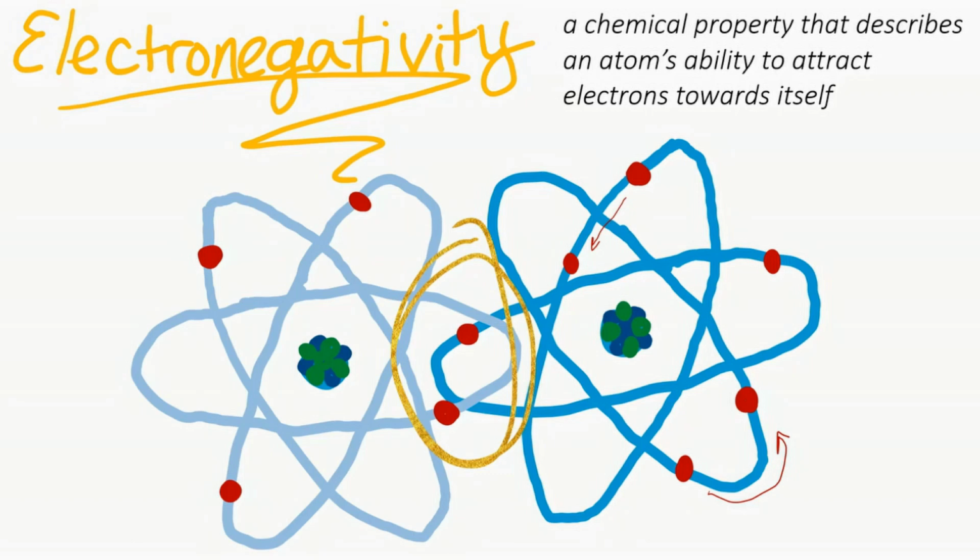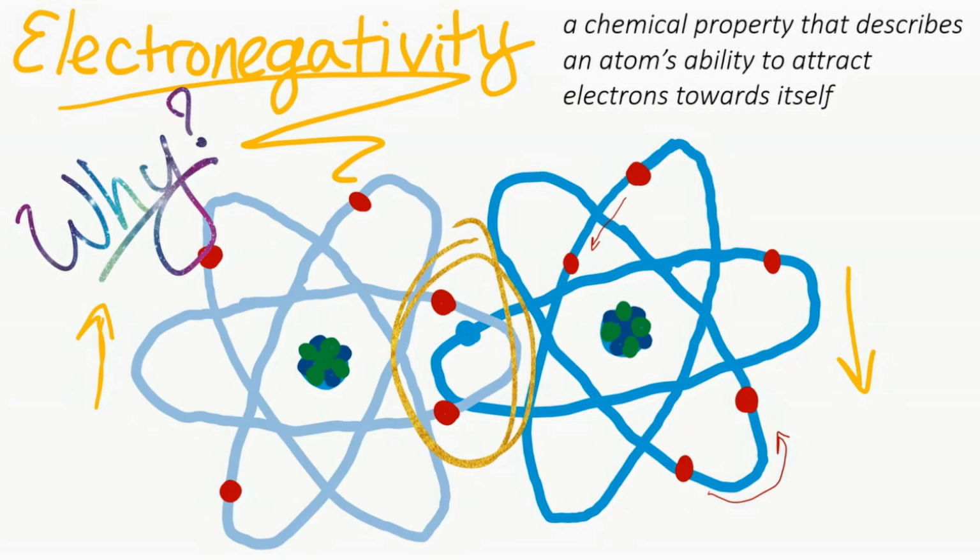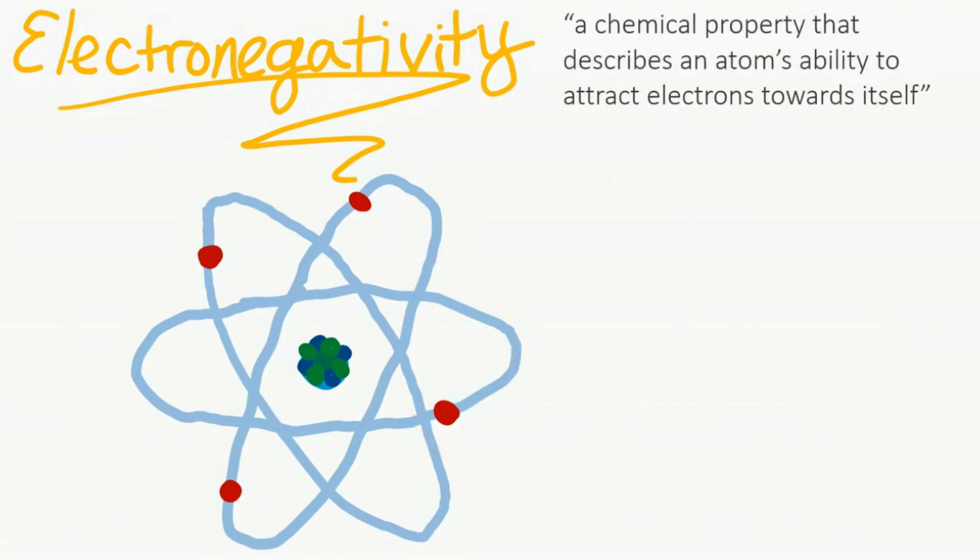Well, in this example, we see that the one that quote-unquote wins this electron sharing battle is the light blue atom. Because of this, we would call the light blue atom more electronegative than the dark blue atom. But why is this? Why is our light blue friend able to hold onto those shared electrons more tightly? And why is the light blue atom considered more electronegative? Well, it largely has to do with protons.